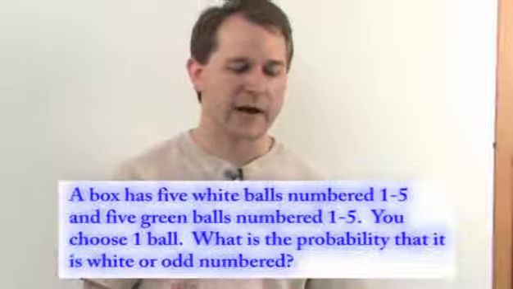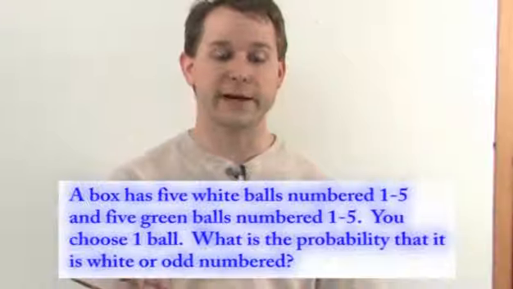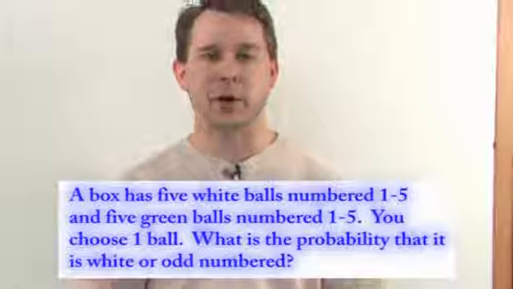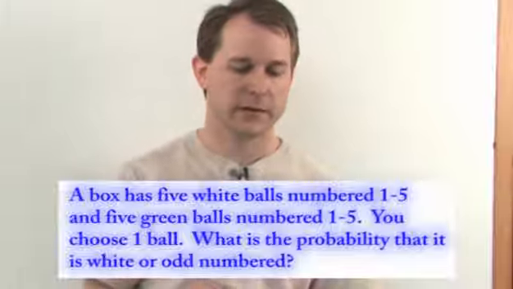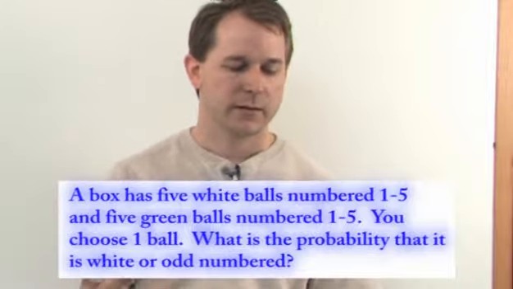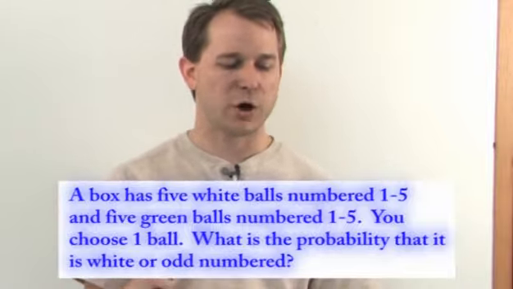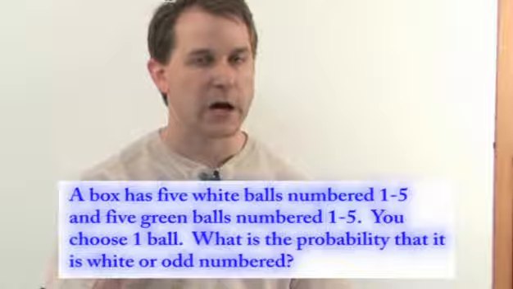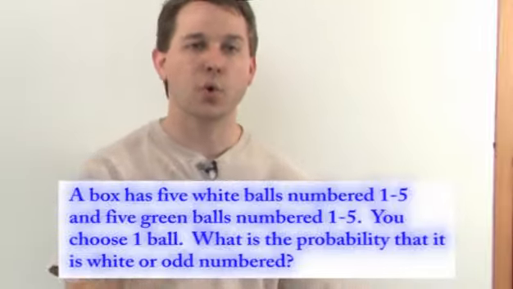The next problem says a box has 5 white balls numbered 1 through 5, and it has 5 green balls numbered 1 through 5, okay? You choose one ball from this box at random. What is the probability that that ball is white or odd numbered? White or odd numbered.